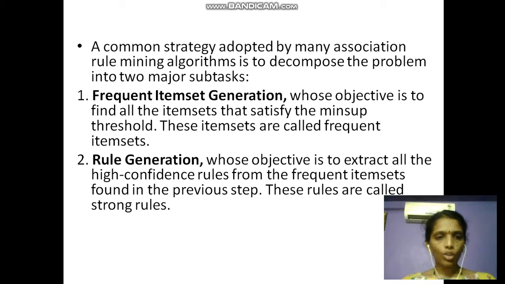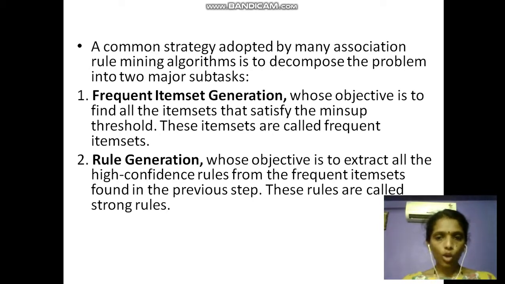Coming to rule generation, once the frequent item sets are identified for all the transactions, from those frequent item sets you need to extract all the rules which have a high confidence value. Therefore, when you are considering frequent item sets, it is concentrated only on the support value, whereas in rule generation you mainly concentrate on the confidence values.